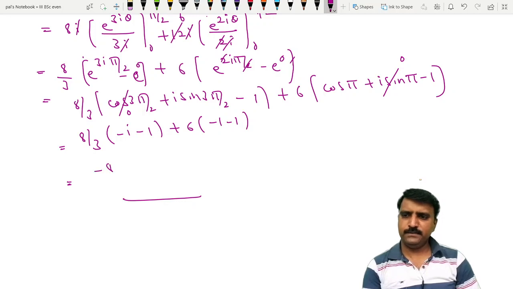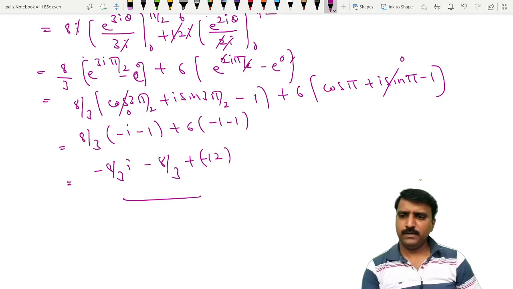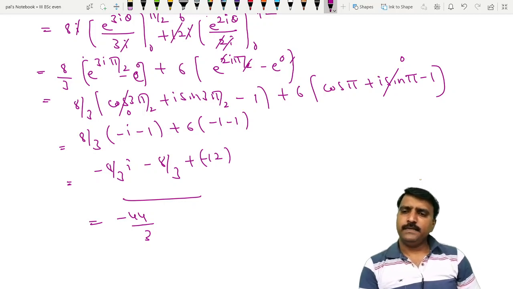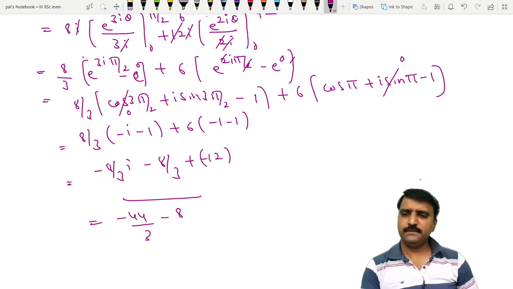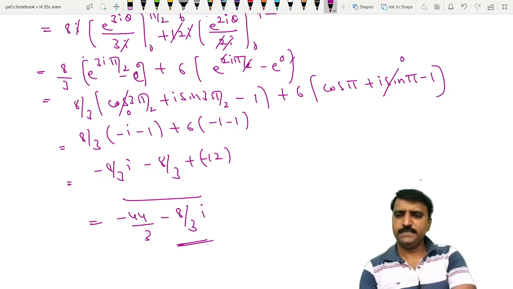Minus 8 by 3 minus 8 by 3i, plus this is minus 12. Okay, go on simplifying this. Finally we have minus 44 by 3. So for 12, 3 3s are 36, 36 minus 36 minus 8 is minus 44 by 3 minus 8 by 3i.